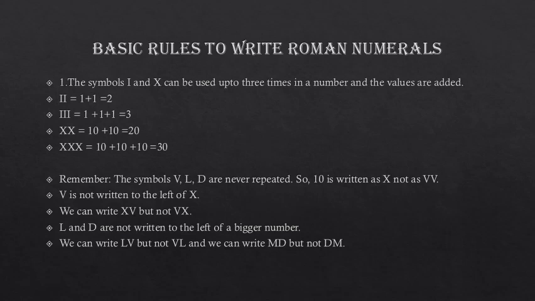Moving on to the next rule, children, for L and D. Now L and D are not written to the left of a bigger number. We can write LV but not VL. Children, you all know L equals 50. L is a bigger number, right? So you cannot write V to the left of L. So we cannot write VL. We can write LV but not VL.